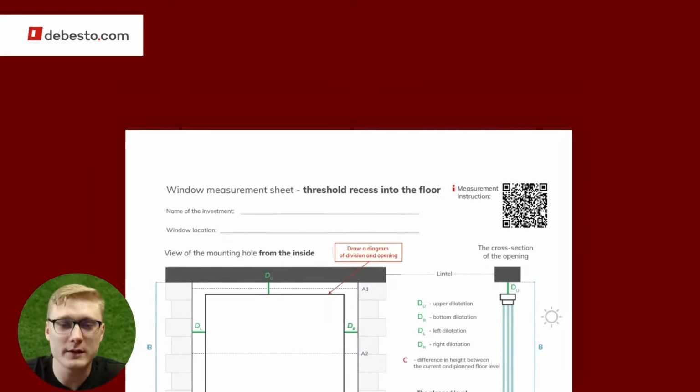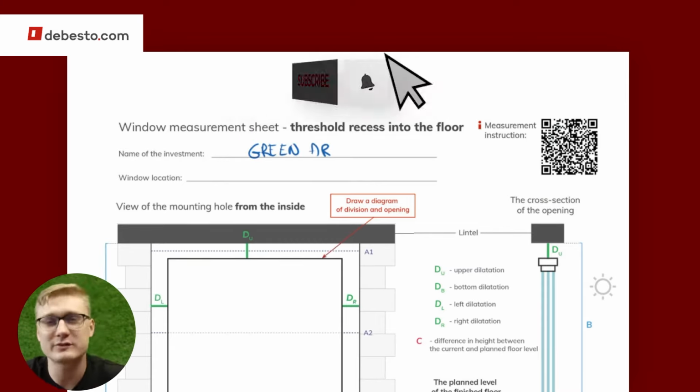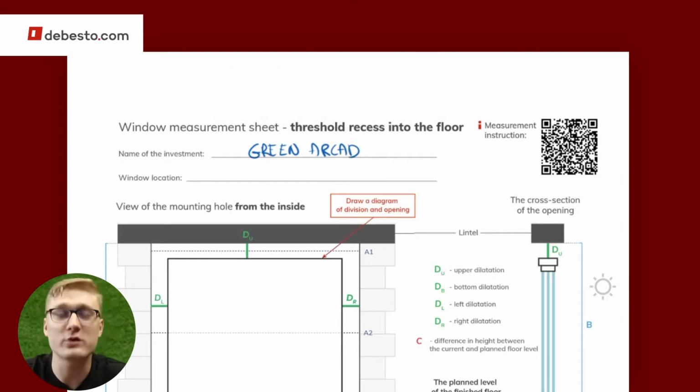Starting from the top, you will fill out the name of your investment. In this situation, we're going to call it Green Arcades, address, floor number, etc. What is important is describing the exact location to avoid wondering where your new bought windows went. Next, you describe the location of the window itself inside the building. Give yourself a little hint to remember where exactly in the building this window goes.